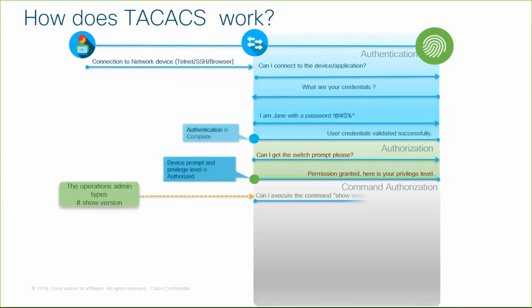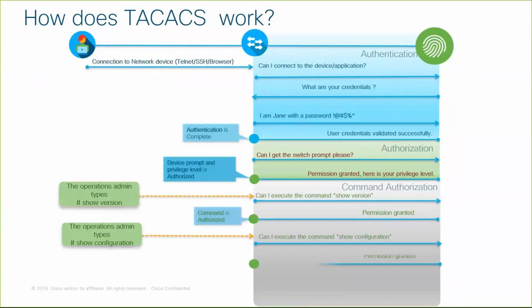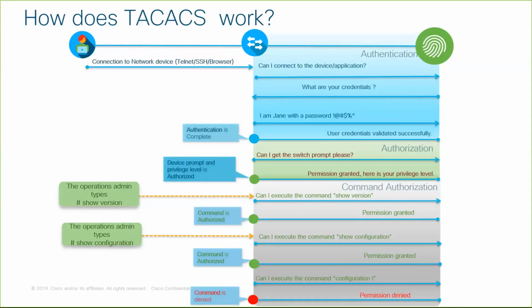Now, the significance of command authorization is that once Jane gets the switch or a router prompt, for every command she types in, she needs to get authorized to execute those commands. And command accounting tracks the individual commands themselves. So at the end of it, when you look at ISE reports, it'll show, okay, Jane logged in at this time, and she executed these commands, show version. Now, Jane performs show version, show config, and the command is authorized. But when she did config T, the command is denied.